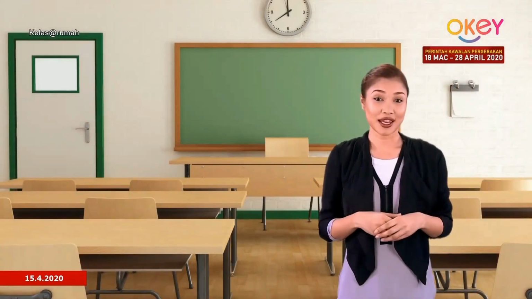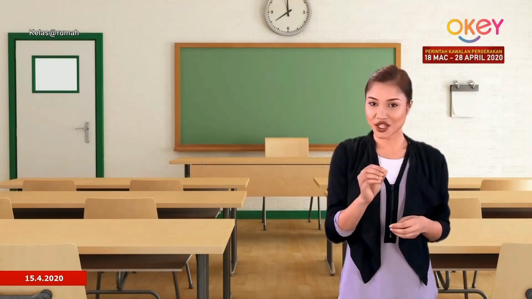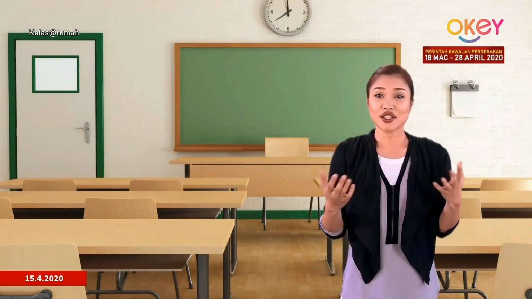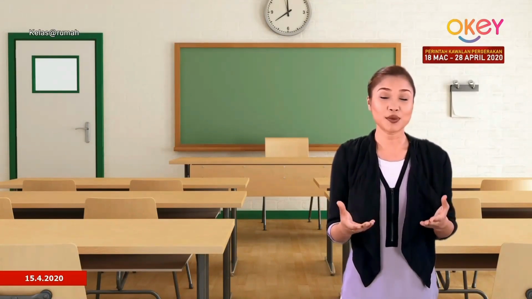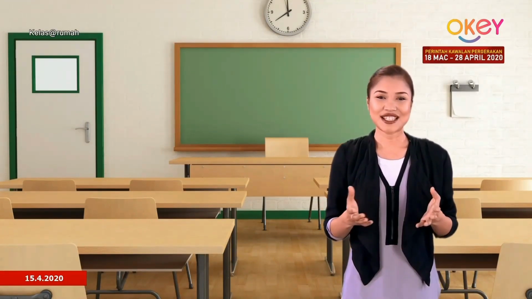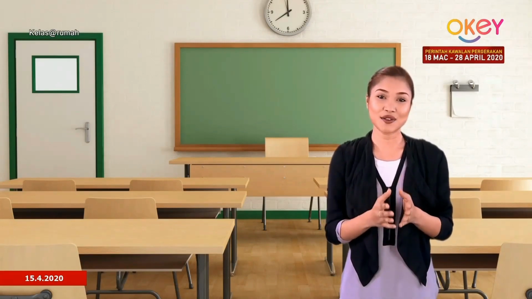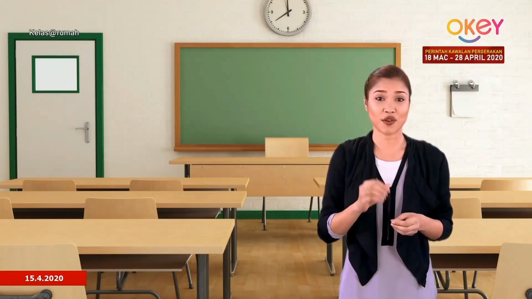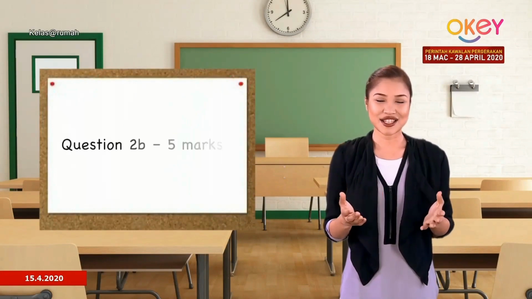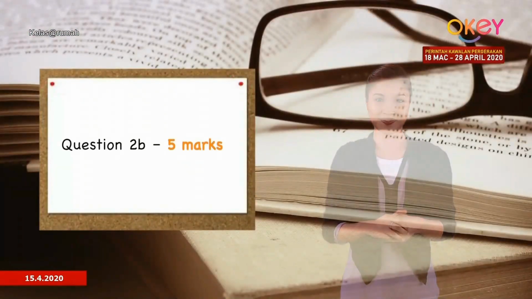As for question 2B, pupils are to read the instruction carefully. The instruction would dictate what pupils will write about. Based on the table, pupils are to choose a product and state the reason for their choice. This section is worth 5 marks.